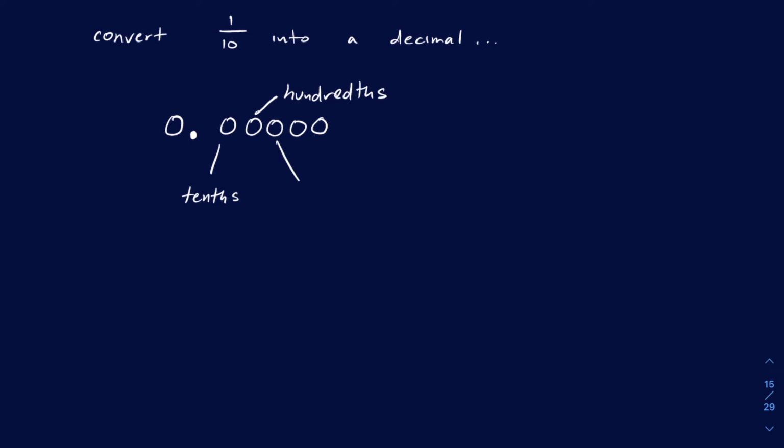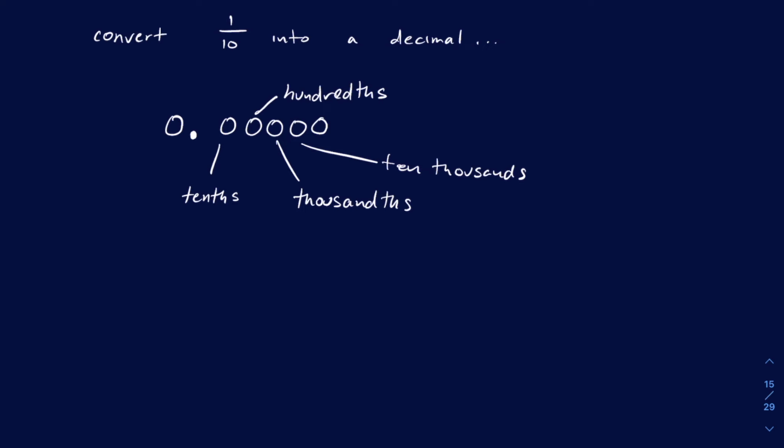The third number away is the thousandths column. The fourth number away is the 10,000ths. And the fifth number away is the 100,000ths. The sixth number away is the millionths, and so on and so forth. So it's important to memorize that and understand that.